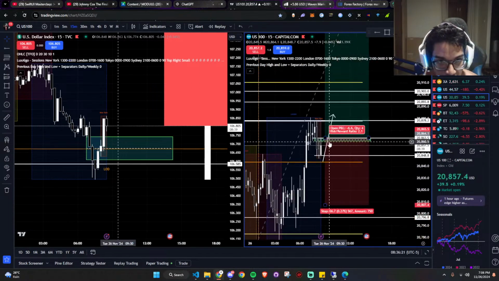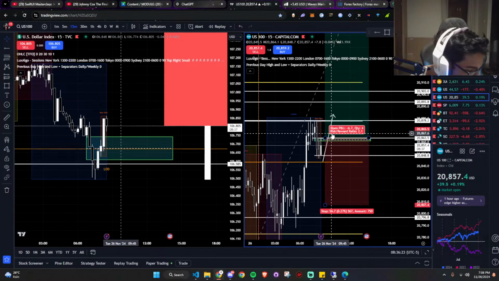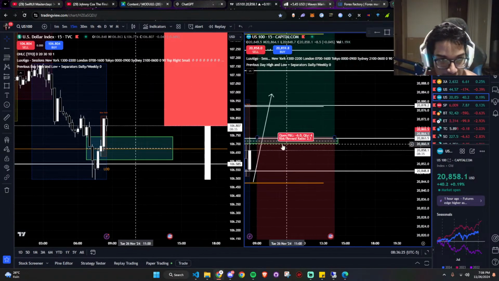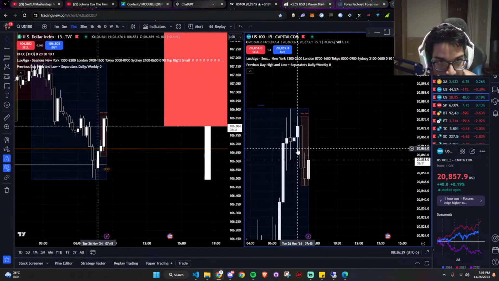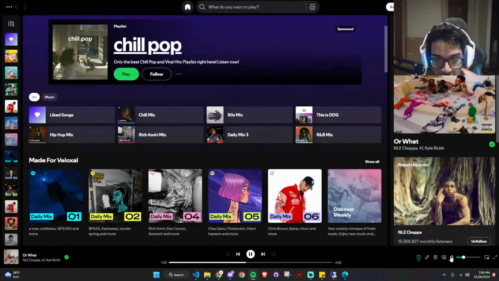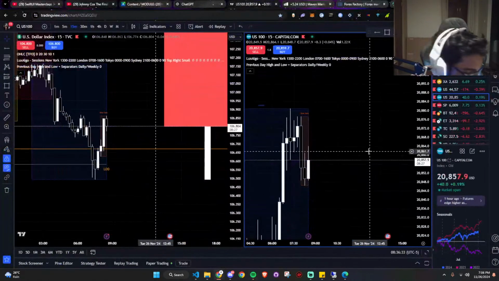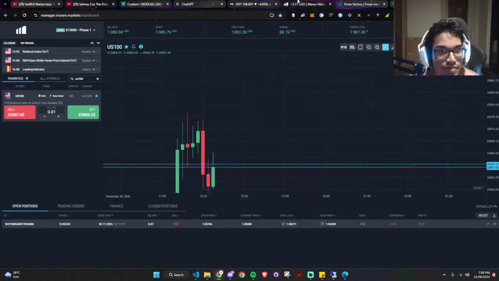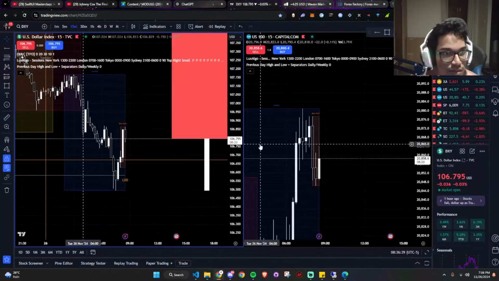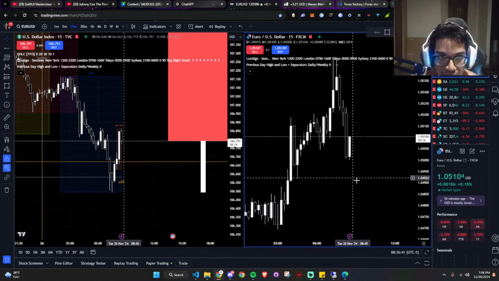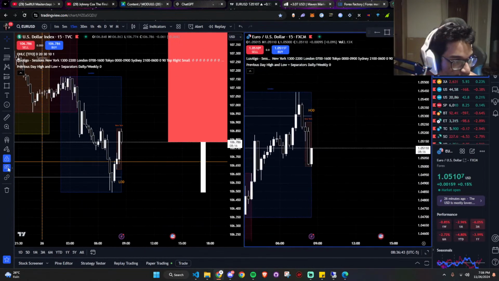I'm pretty sure it's gonna sweep more liquidity before it closes above here, because I'm pretty sure it's rejecting the price level at this range. See, it's rejecting. I don't know. I'm still pretty bad at this. Not pretty good. Rejecting this though, so let's hope for the best.